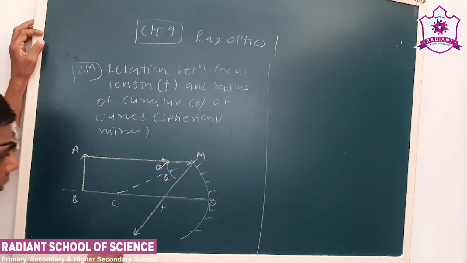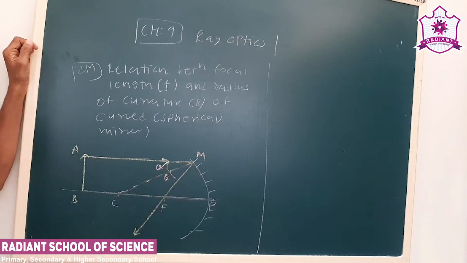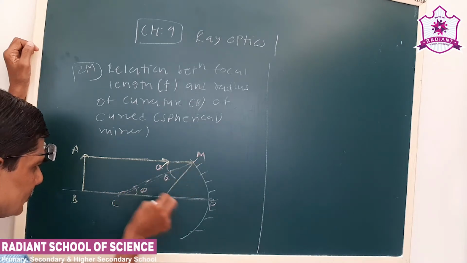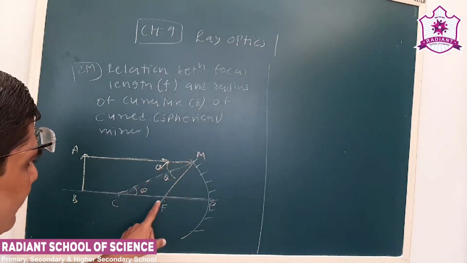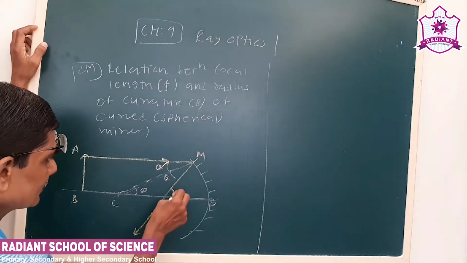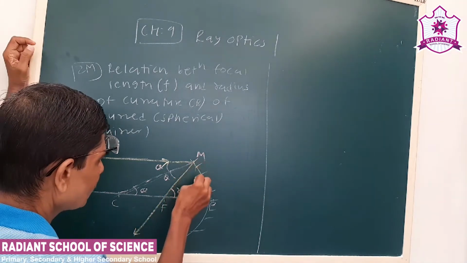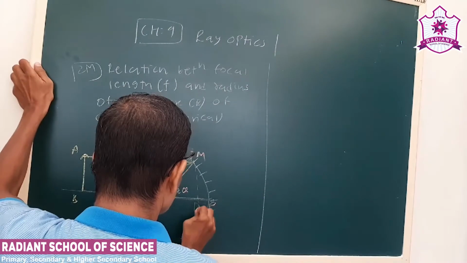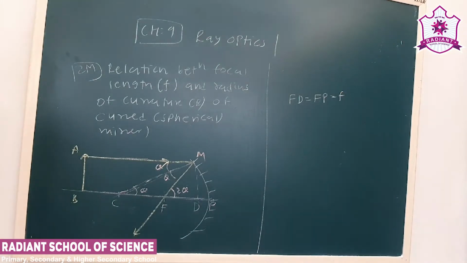Now what we can see here, these two are parallel lines and this is a transversal. So we know the alternate angles, so this angle will be theta. Now in triangle FMP, this angle FMP will be the exterior angle, that is the sum of the remote interior angles theta and theta. Now see, here we drop a perpendicular D. We assume that FD and FP are same.